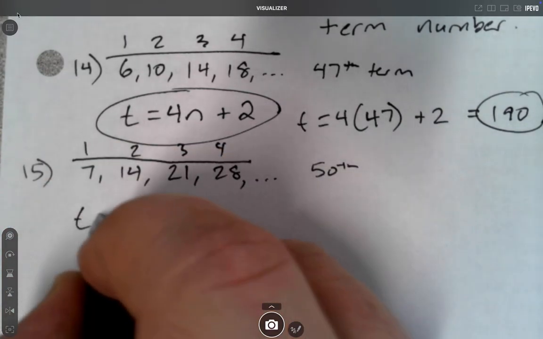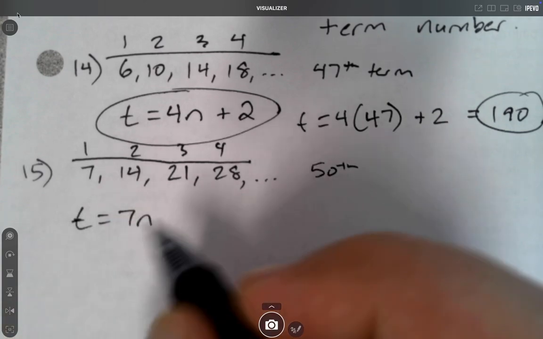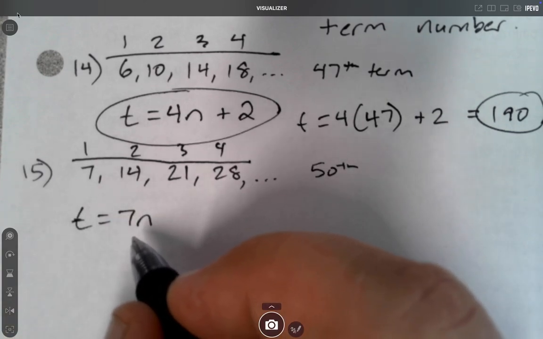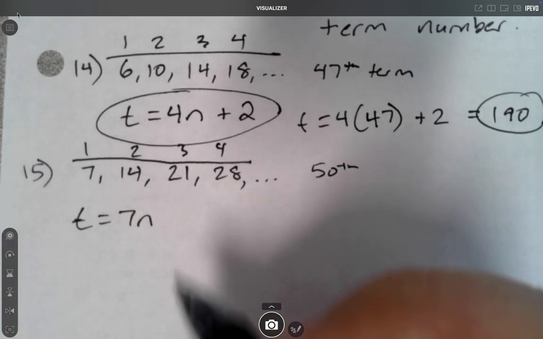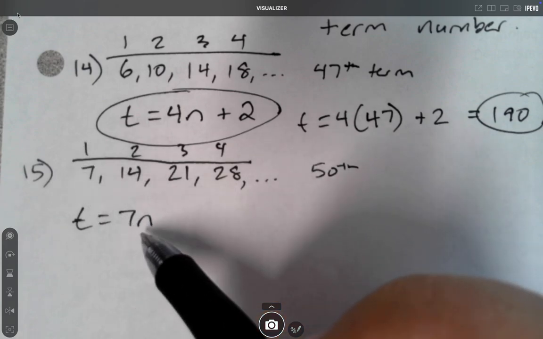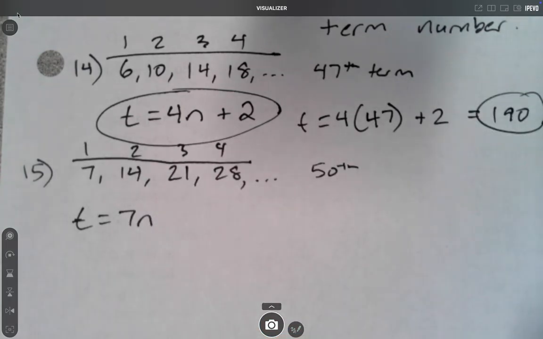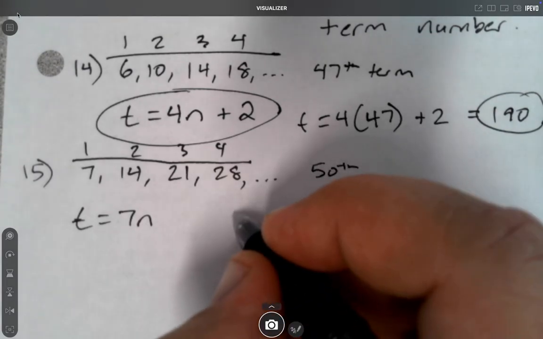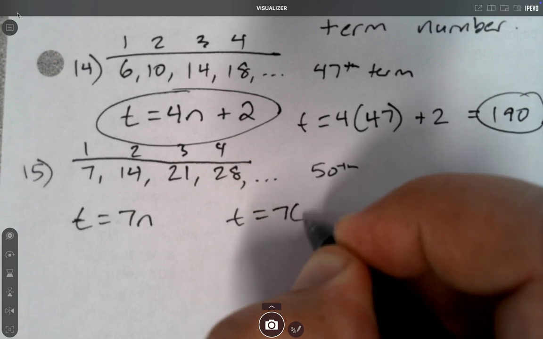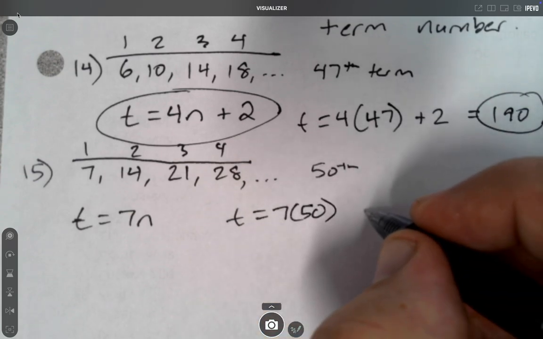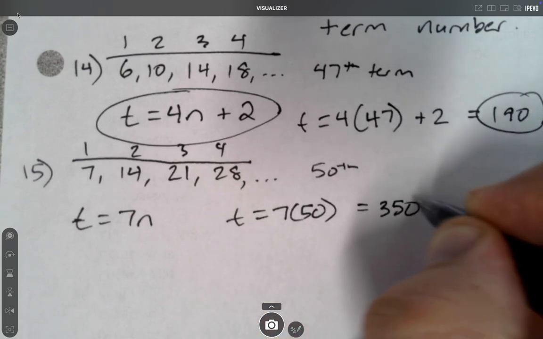So I know I have t equals 7n, because the common difference is always the number that's being multiplied by n. And let's plug it in. 1 times 7 is 7. 2 times 7 is 14. 3 times 7 is 21. So this works out well. Now the 50th term, we plug in 50 for n, and 7 times 50 is 350.